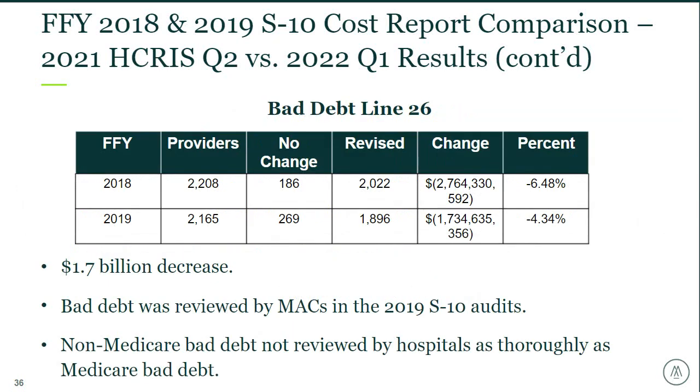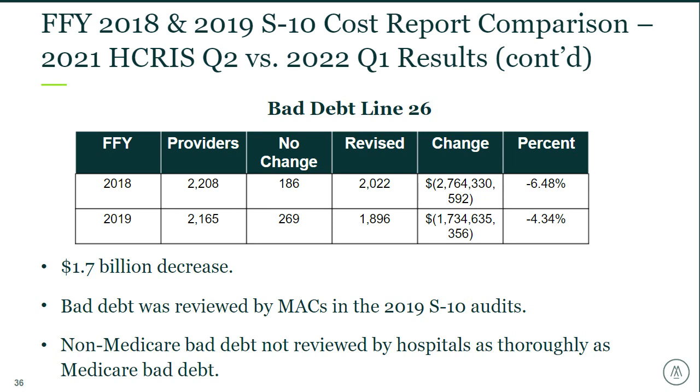So moving on to bad debts. Bad debts have continued to be a focus in these audits, and I think will continue to be, certainly as these findings show. Almost 1,900 hospitals had a change in the 2019 year to the tune of about $1.7 billion, or a 4.34% reduction. That's slightly better than the 2018 results, which showed about a 6.5% reduction.